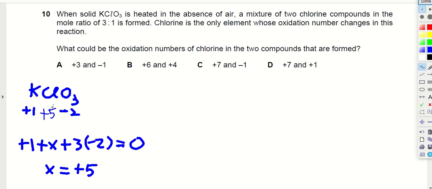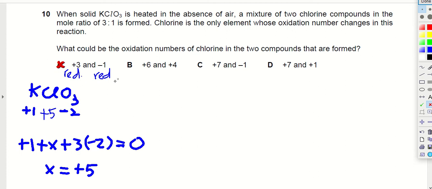Look at A. +5 becomes +3, which means chlorine undergoes reduction. +5 to -1, again another reduction. Now we always say redox, which means reduction and oxidation occur at the same time. If something is reduced, then another thing or the same thing will be oxidized. So A is not possible because there is no oxidation. So I'm going to put a cross there.